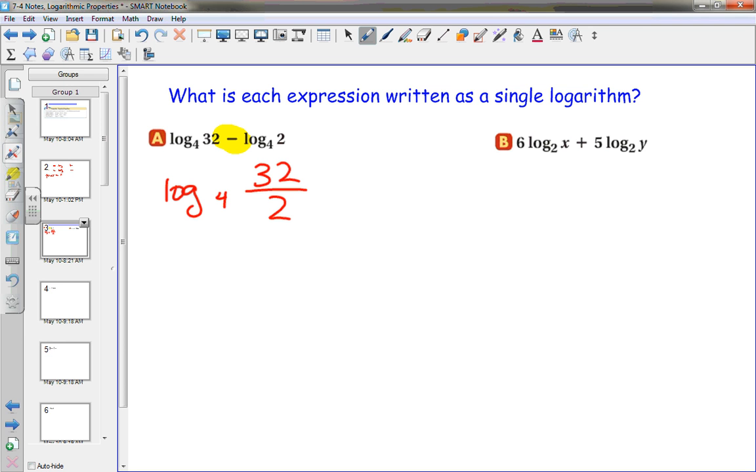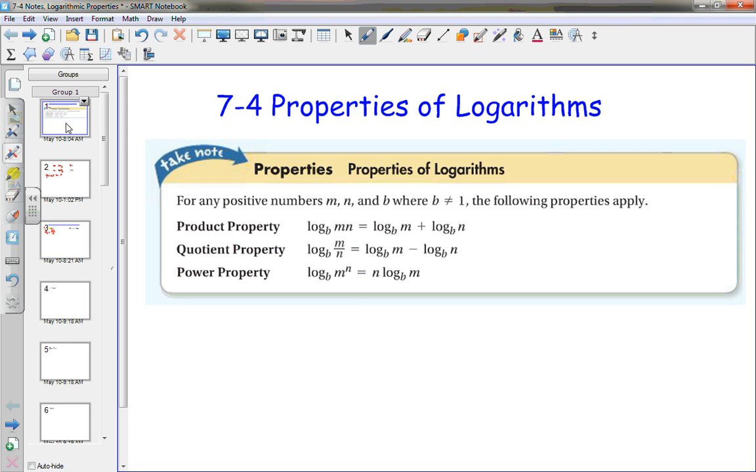So I actually have log base 4 of 32 divided by 2. What is 32 divided by 2? It is 16. How did you get 32? Because it's subtraction. Okay, but why are you putting the 2 on? Because they have exactly the same bases. That's exactly the property that I was talking about right here. We're just applying the property. They are subtracted, so therefore I can write them as division.